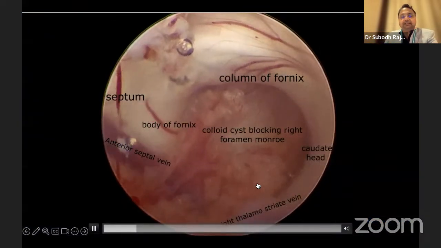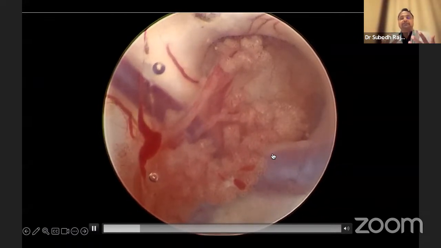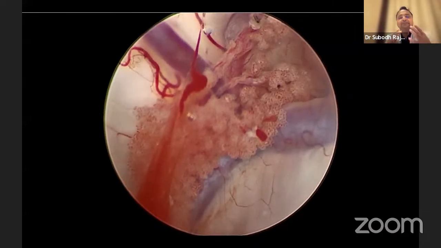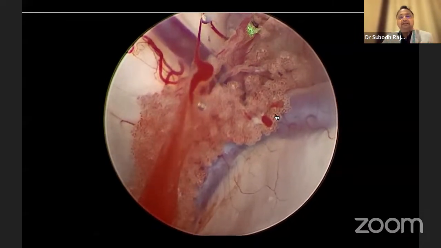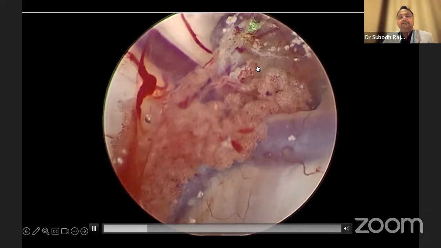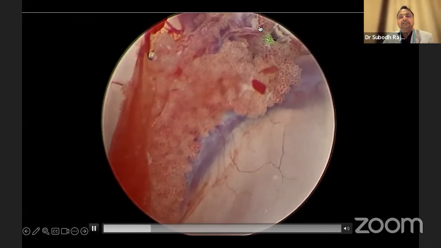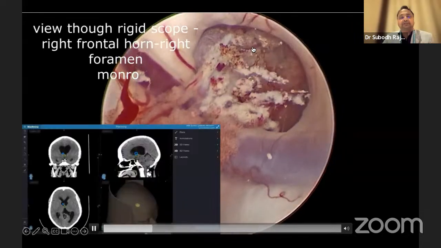And once we go inside, this is the anatomy which we see. You can see the foramen of Monro, how it looks. It looks straight in front of you. This is all because of a correct trajectory. And in these colloids, the choroid plexus is coagulated, the same way as I told you, we use this low current thulium laser.